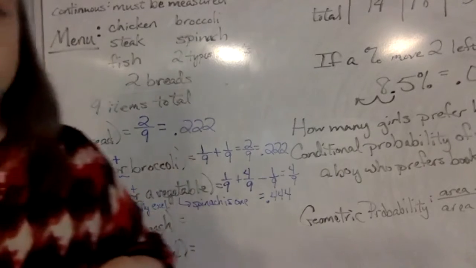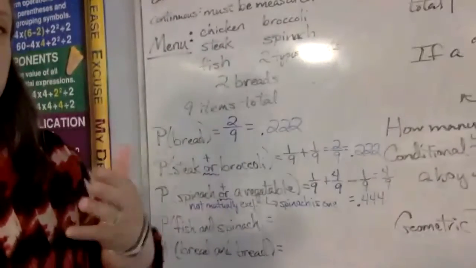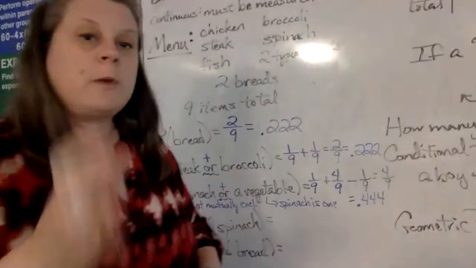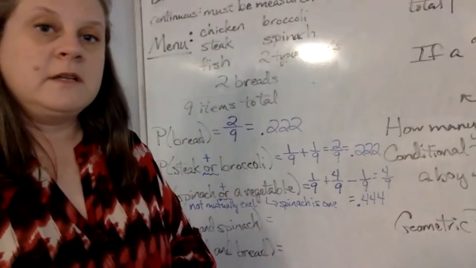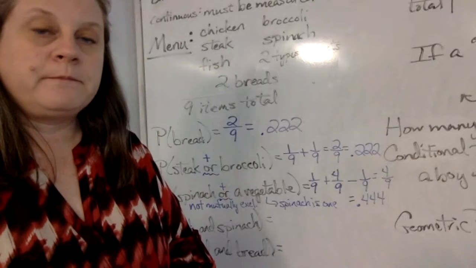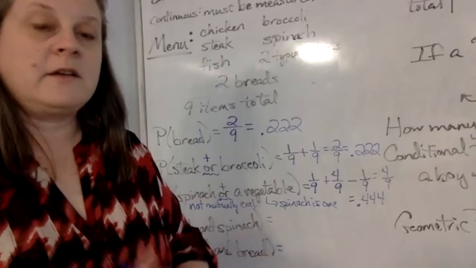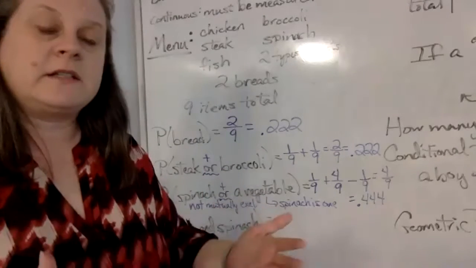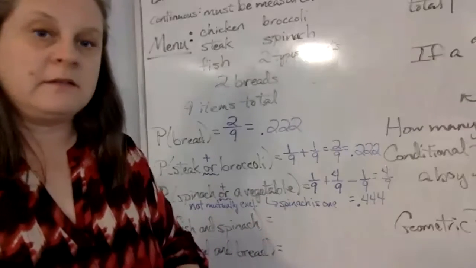So if I said the probability of choosing a Relly or a 9th grader, a Relly's a what? 9th grader. So that's not mutually exclusive. I can't count her twice.